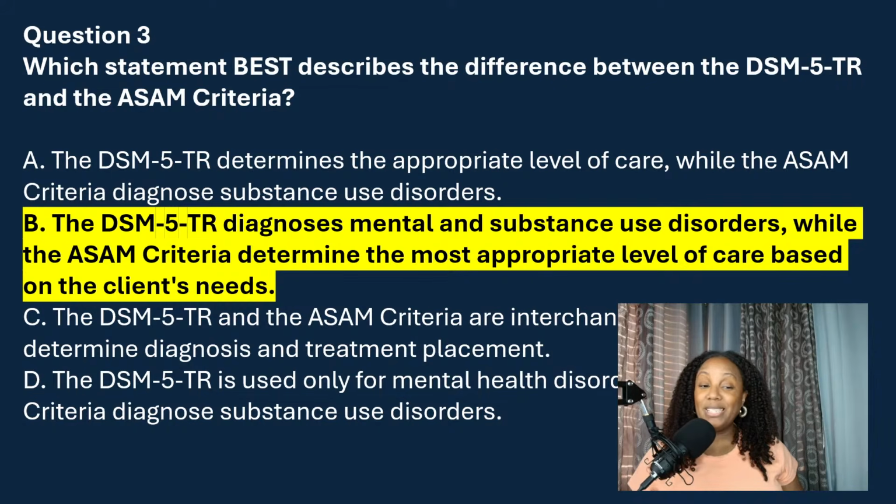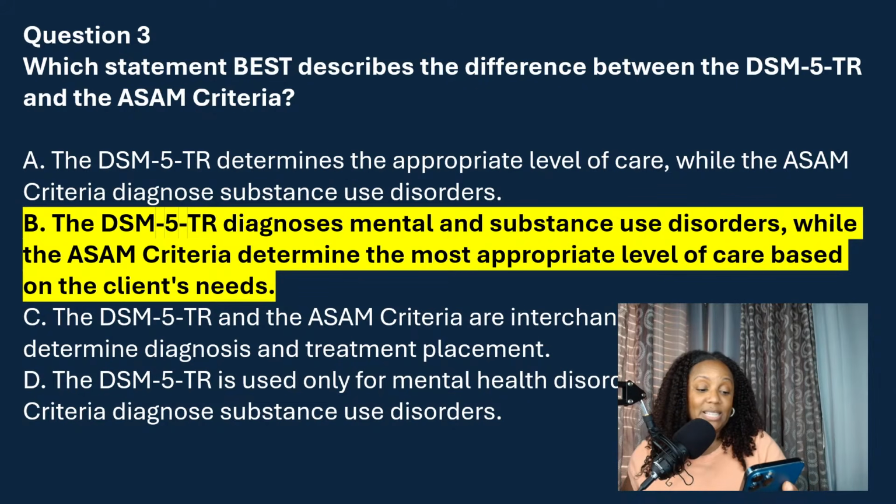The correct answer is B. The DSM-5 diagnoses mental and substance use disorders, while the ASAM criteria determines the most appropriate level of care based on the client's needs. B is correct because the DSM-5 answers the question, what diagnosis does the client have, or what criteria do the reported symptoms meet for the client to be diagnosed? The ASAM assessment answers, what level of treatment does the client need?